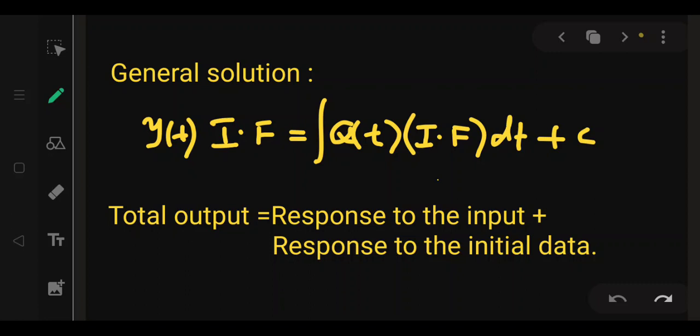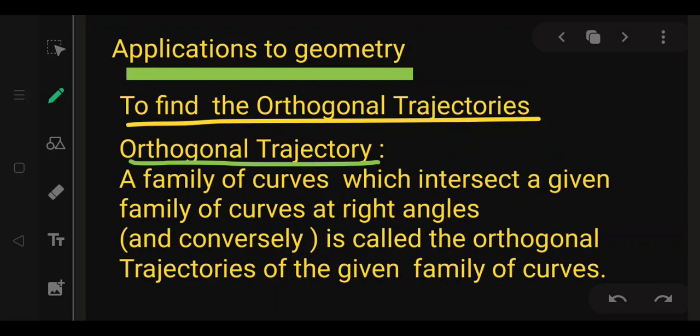So the general solution of a first order differential equation is of the form y of t into integrating factor equal to integral of q of t into integrating factor dt plus c. Okay, so this integral is evaluated with respect to t. So in application it represents the total output of the system, which is a sum of the response to the inputs and the response to the initial data. Okay, now we will see some applications of the first order differential equation in geometry.